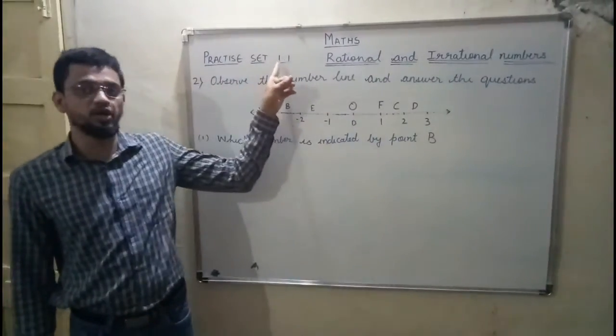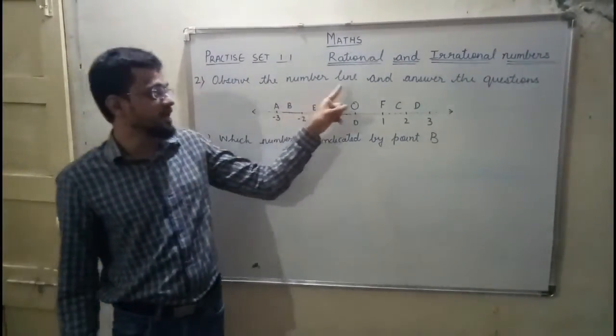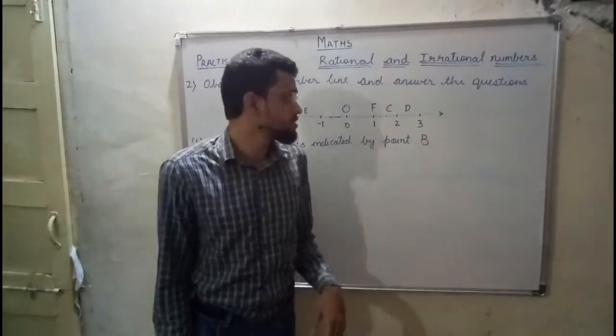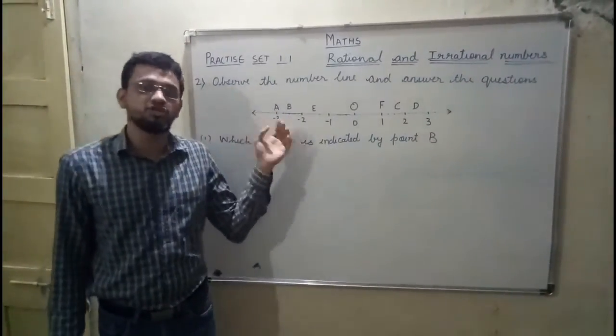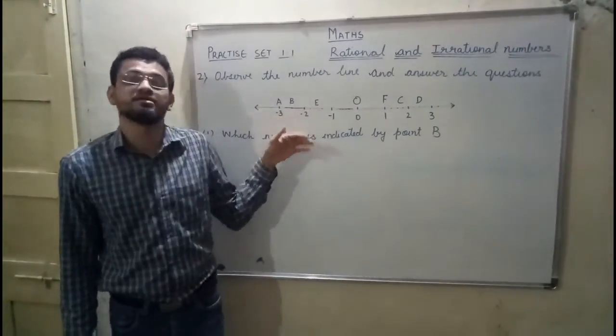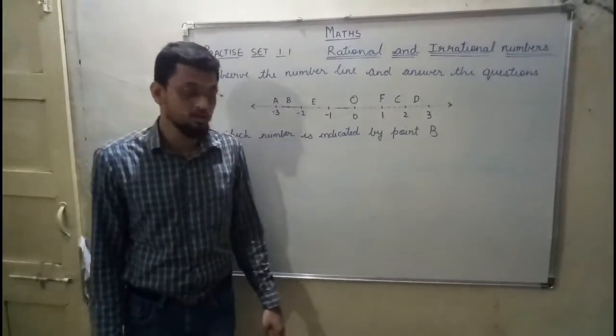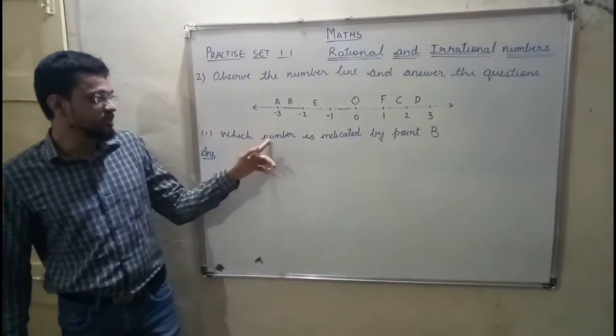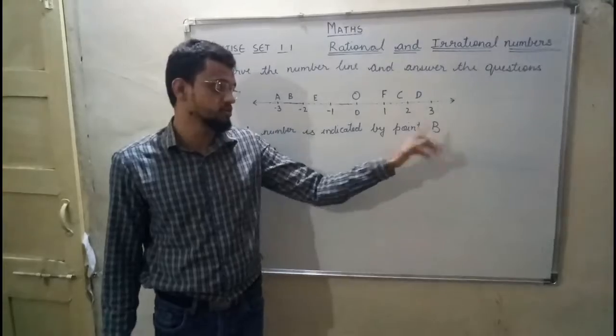Practice set 1.1: observe the number line and answer the following questions. Now, in the question you have been given a number line and some questions. We have to answer these questions. The first question is, which number is indicated by point B?